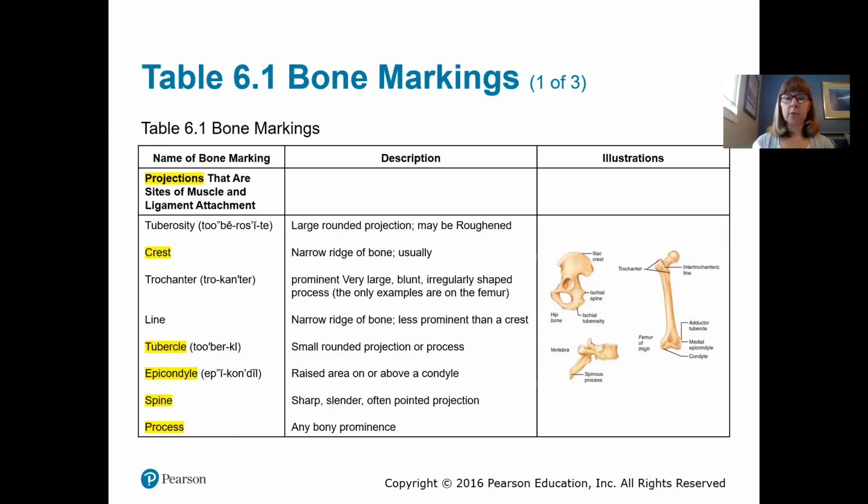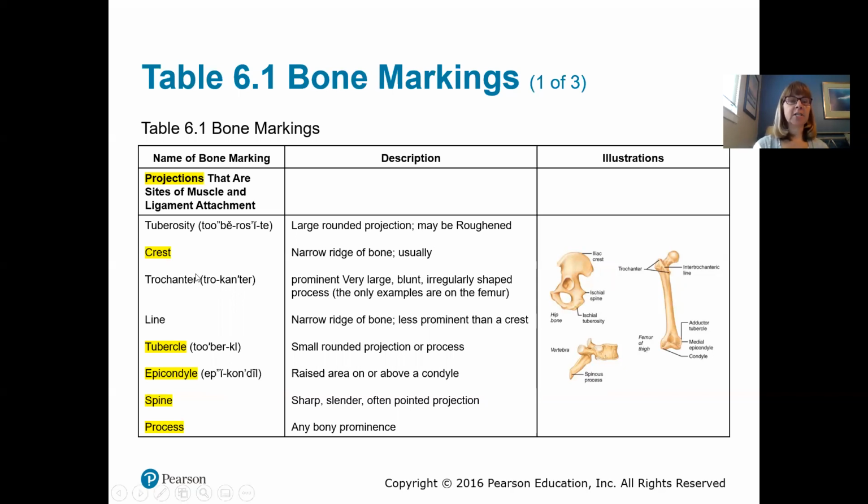This table is in your book. Definitely one of the tables, it's 6.1, and you definitely want to study it. It focuses on projections first. I've highlighted the ones that I think come up more often, so that you see them definitely more often.